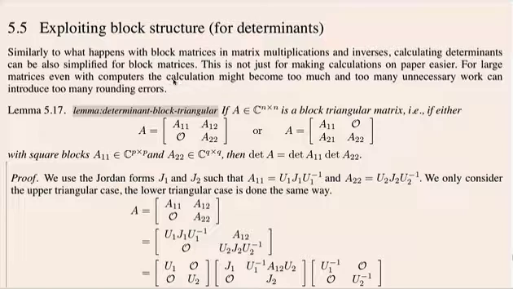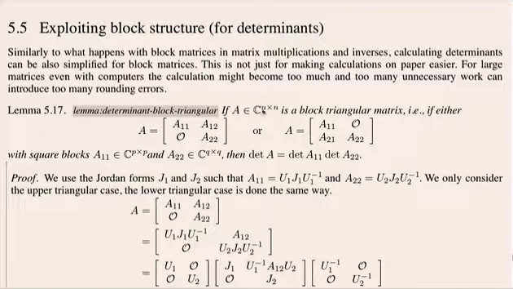For large matrices, even with computers, the calculation might become too much, and too much unnecessary work can introduce too many rounding errors. So reducing the complexity of calculations is very important in practice. Lemma 5.17 is about the determinant of block triangular matrices.